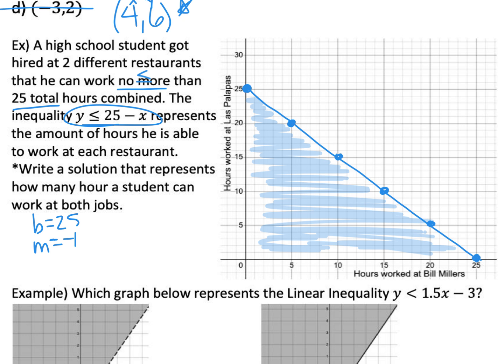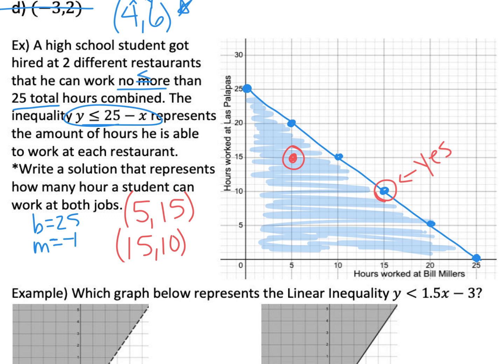Okay? So give me a solution. So give me one coordinate that would show how many hours he can work at Bill Miller's and how many hours he can work at Las Palapas. 5 and 15. Very nice. Definitely. He could work 5 hours at Bill Miller's and 15 at Las Palapas. Let me ask you about this one. Could we do 15 and 10? Is it on the line? What kind of line is it though? It is a solid, so this is going to be a yes. We only have a no if it's on a dotted line, kind of like open and closed circle.